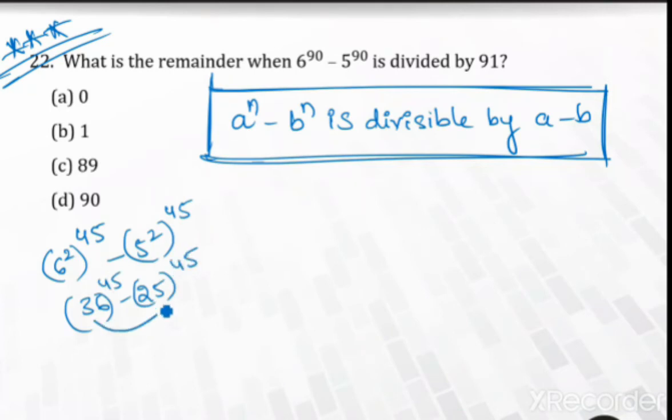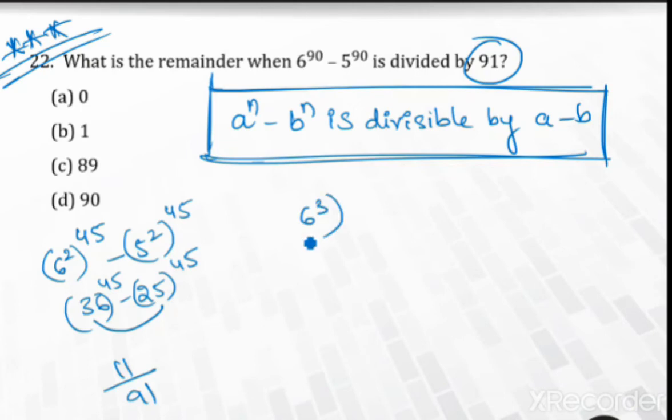Now what is 36 minus 25? 11. 11 is divisible by 91? No, correct.